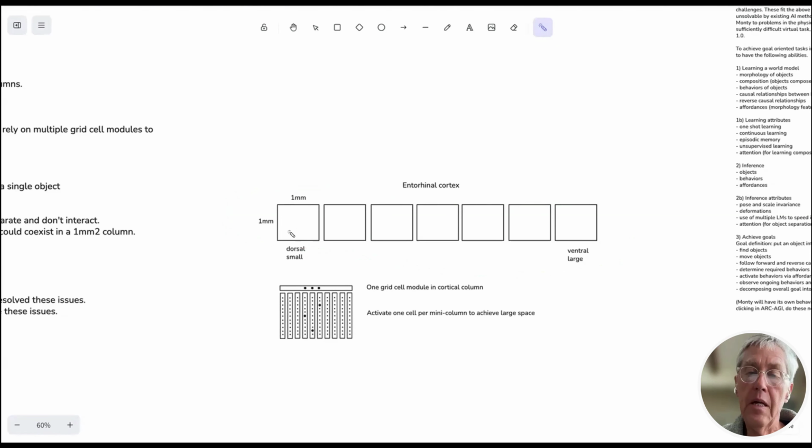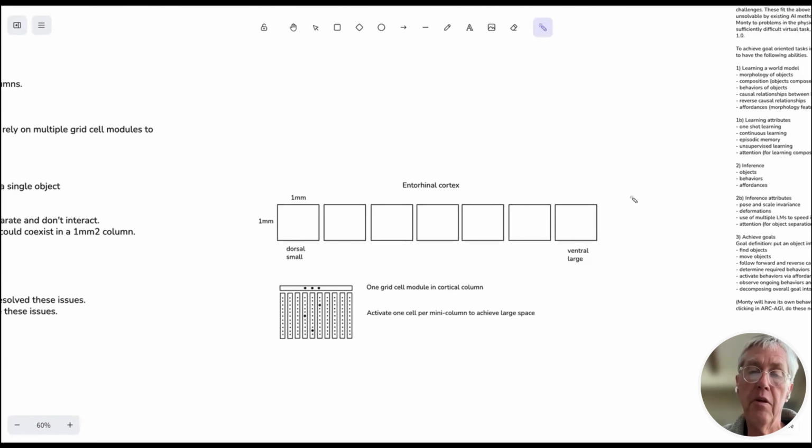You might have something like, it's less than 10. This is some recent data I'm going on here. A grid cell module is maybe a millimeter squared, and they're arranged in an order. There's less than 10 of them, so here I show 7. They go from the dorsal side, one end of the entorhinal cortex, with small resolution, to the other end having very large resolution on the ventral side.